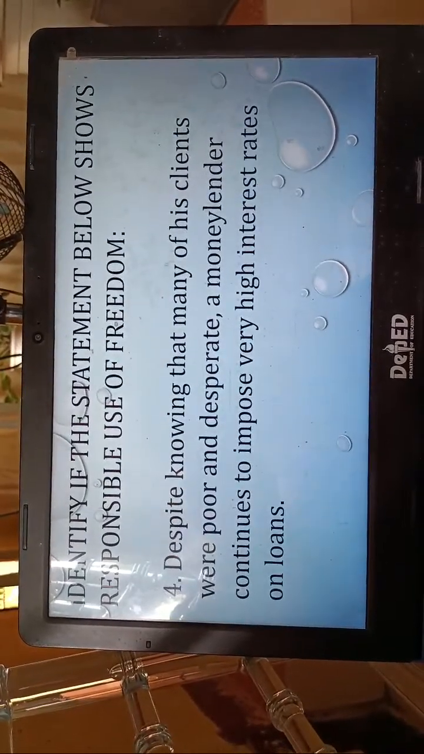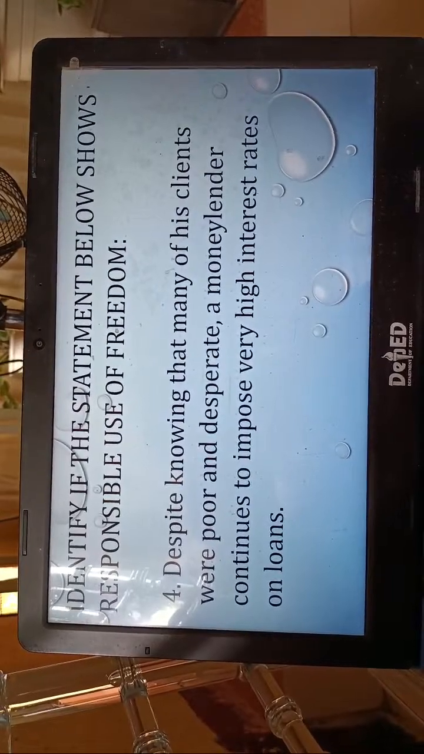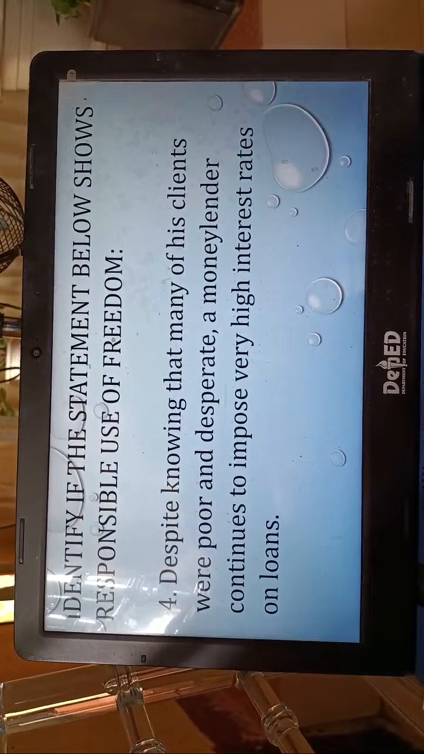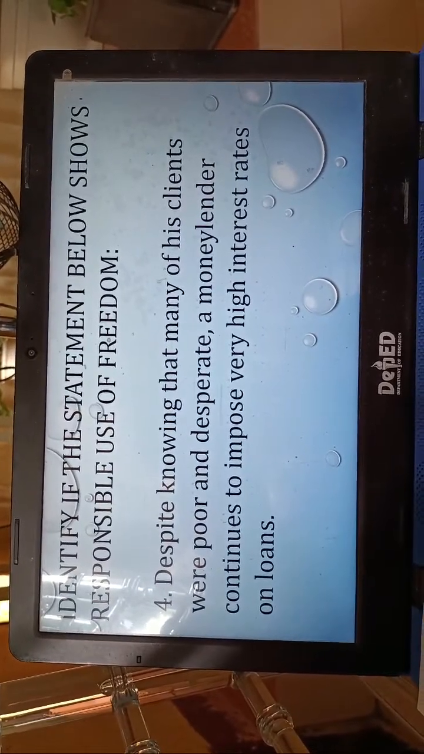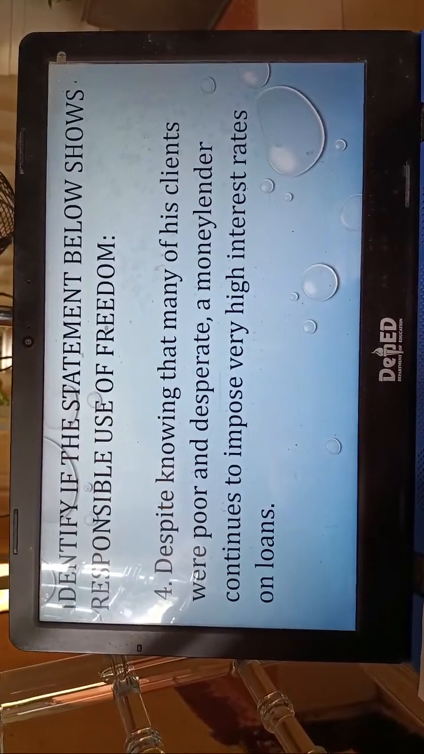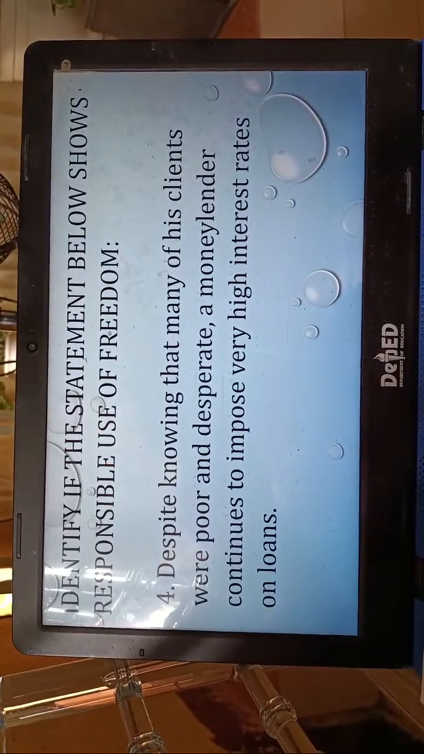Sige, for number 4, despite knowing that many of his clients were poor and desperate, a money lender continues to impose very high interest rates on loans. So, is he exercising a responsible use of freedom or not?